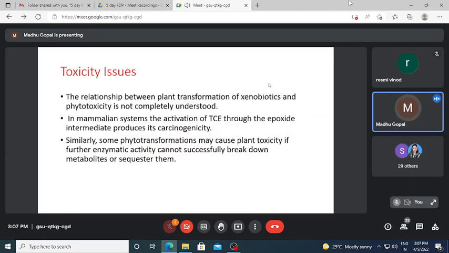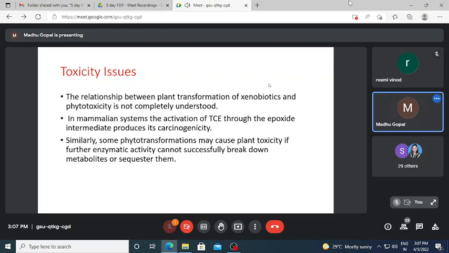Then another issue is the toxicity issue. We know that all these organic chemicals found in soil are toxic in nature. And also now the toxicologists and plant scientists are focusing on the relationship between plant transformation of xenobiotics and phytotoxicity, but this relationship is not yet completely understood.